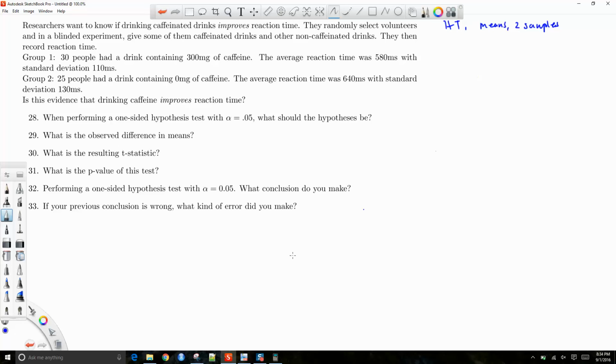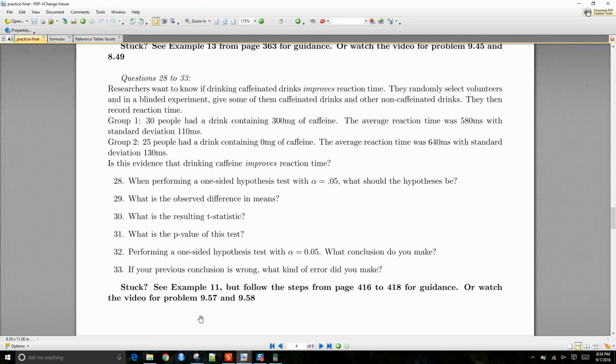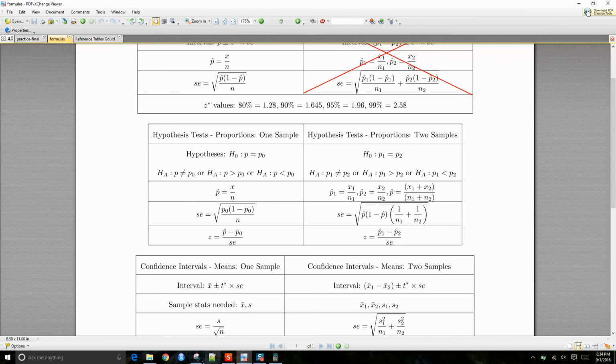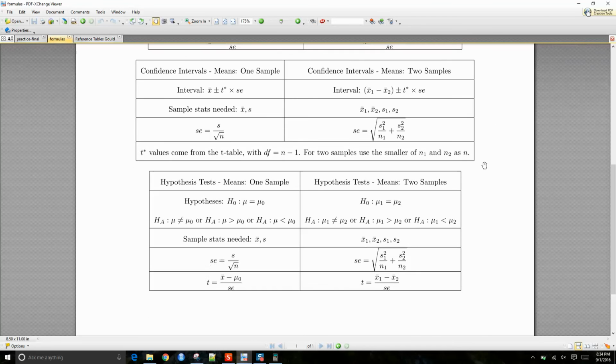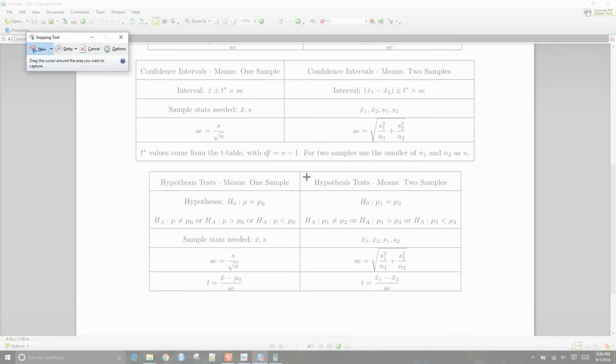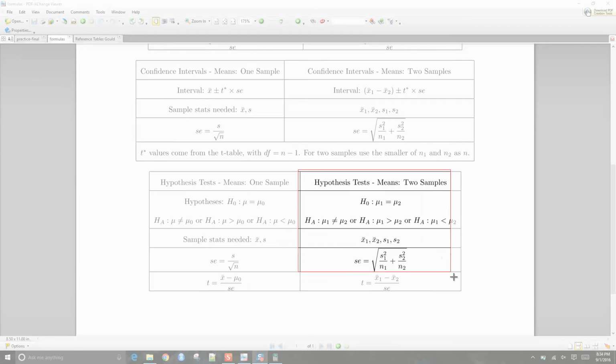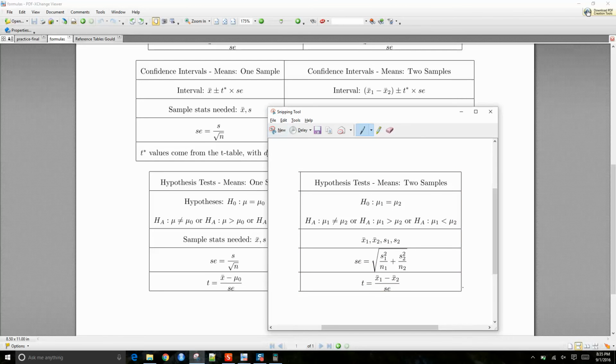So we know we're dealing with a hypothesis test. Okay, so using the hypothesis test for means of two samples, we'll go ahead and use these things right here.